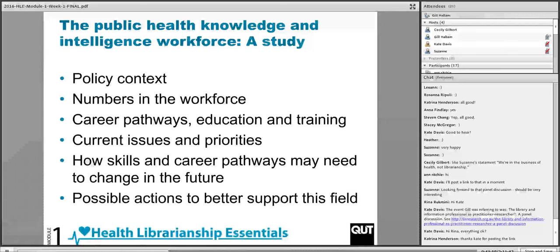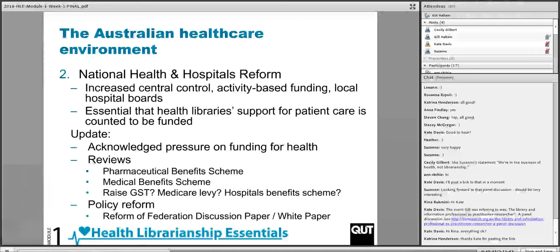Back to the environmental scan. It also looked specifically at health and hospitals reform. A lot of work has been happening in this area and continues in Australia. If you keep up to date just through the news, newspapers, different activities there, you'd probably be aware that there's widespread pressure on funding for health. Everybody is talking about population growth, the aging of the population, and the implications of all of these on the costs of running a national health care program and what the implications are going to be. So there are reviews, for example, the Pharmaceutical Benefits Scheme, Medical Benefits Scheme.